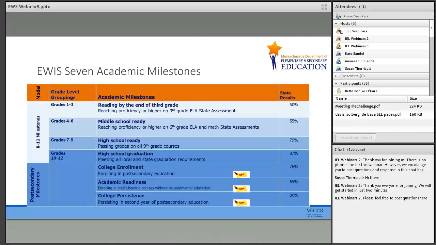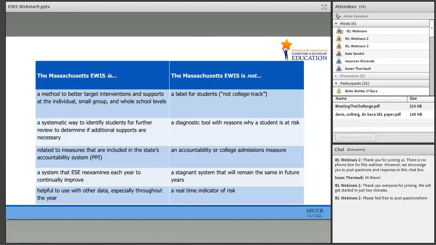I guess before we move on, I will just show one of the key things when we do a lot of trainings, webinars, day-long trainings, meetings at convenings, and one of the key things is for us to really highlight what it is and isn't. And I think this echoes a lot of what Susan has said, but it's really about targeting interventions and not being a label. It's a flag for the students. It's not a diagnostic tool for why. And while it's related to accountability, it's really important that it not be viewed as accountability. This is optional. This is just supposed to be helpful for folks in the field.